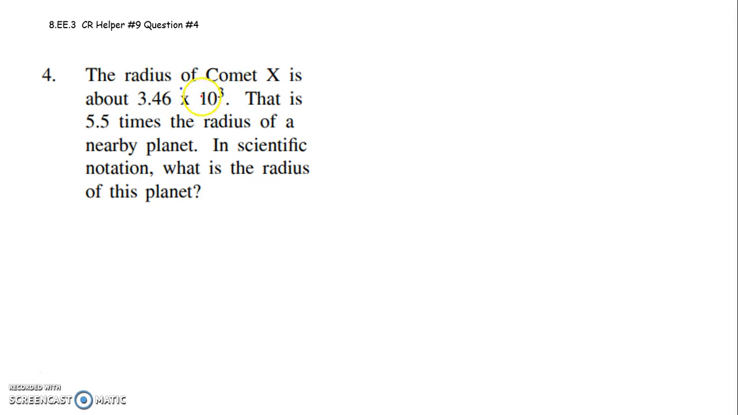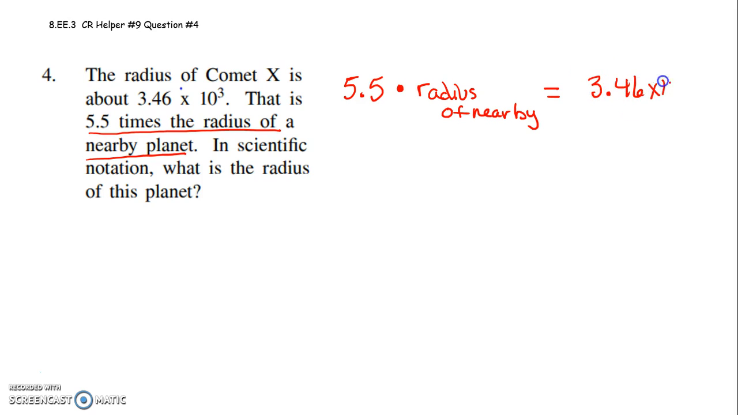So we know the radius of our comet is 5.5 times the radius of the nearby planet. So it's 5.5 times the radius of the nearby planet. And once you take 5.5 times the radius of the nearby planet, you'll get 3.46 times 10 to the third. You'll get the radius of Comet X.